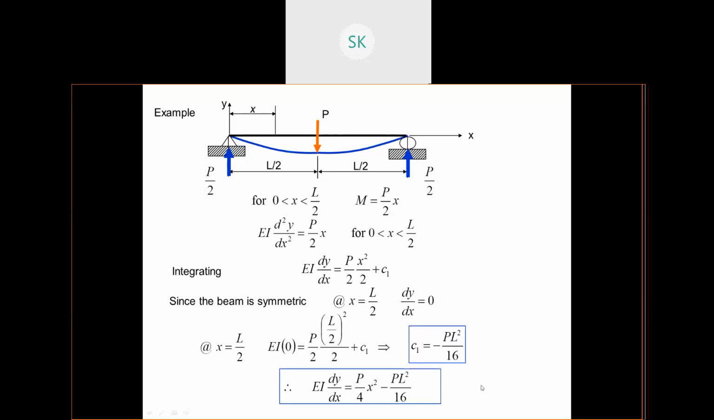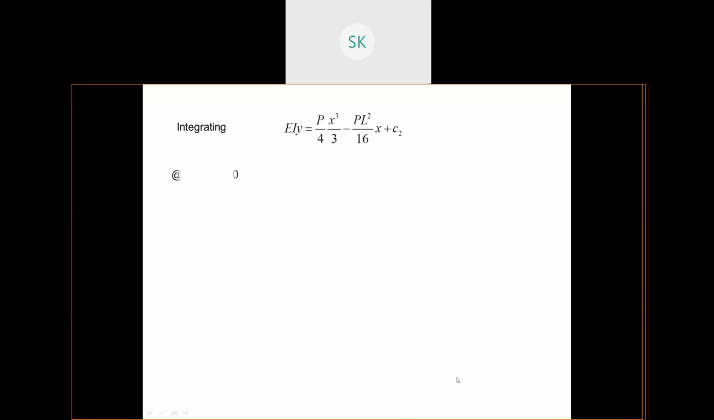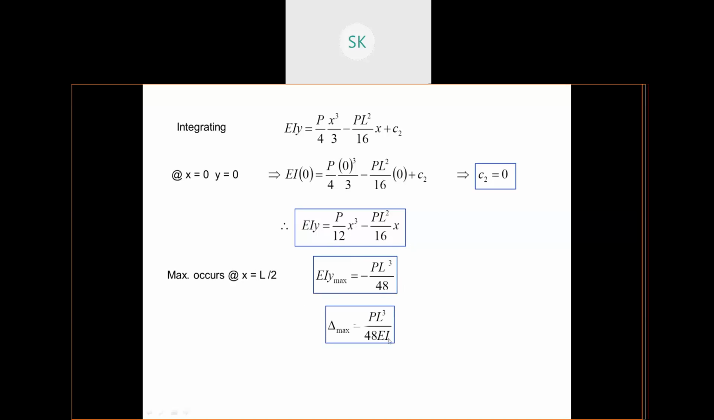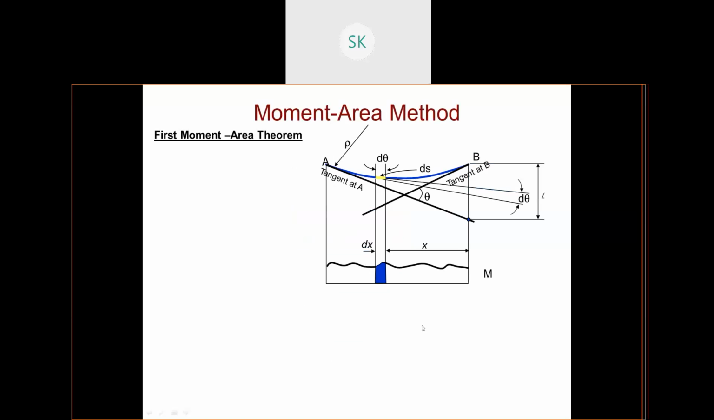Now again integrate, you will get another equation. You will get C2. Place the boundary condition, you will get the value of C2. Replace that C2 value in this equation, you will get the deflection equation. Now you can find the deflection at any point. The maximum deflection for the simply supported beam with point load will be at L by 2. So we have replaced x by L by 2, and I got the deflection as PL cube by 48 EI.